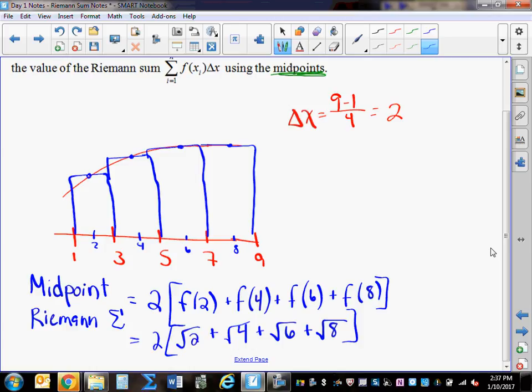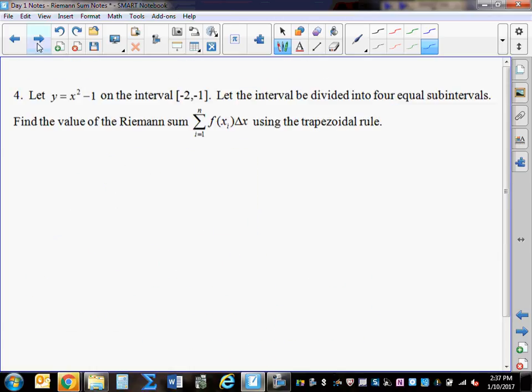Now let's take a look at our next one. Trapezoidal. So here we have x squared minus 1, and this is on the interval -2 to -1. Let the interval be divided into 4 equal subintervals. That doesn't look terrible. But when we look at our a and b value, we notice that the entire interval is only a width of 1. So when we look for our delta x, we see it's going to be not so fun. Alright, let's go find our delta x first.